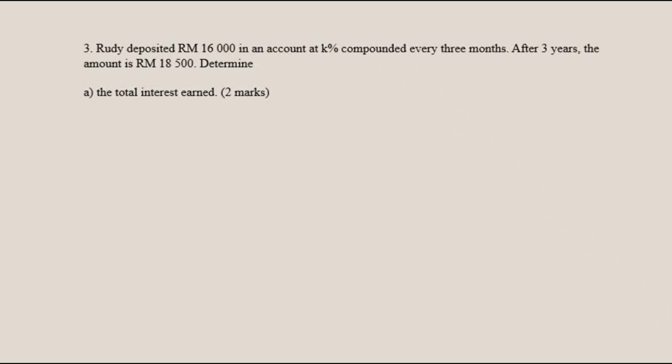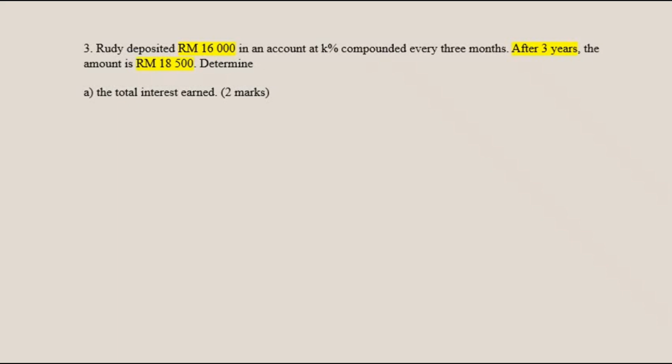Hello, my name is Maythias, and today I will explain how to answer question 3A and 3B. Question 3. Rudy deposits 16,000 ringgit in an account at K% compounded every 3 months. After 3 years, the amount is 18,500 ringgit. Determine the total interest earned.